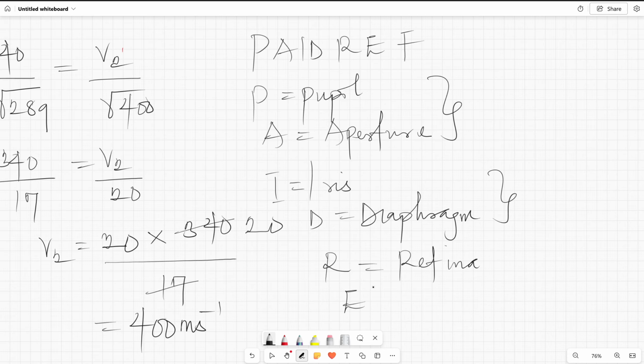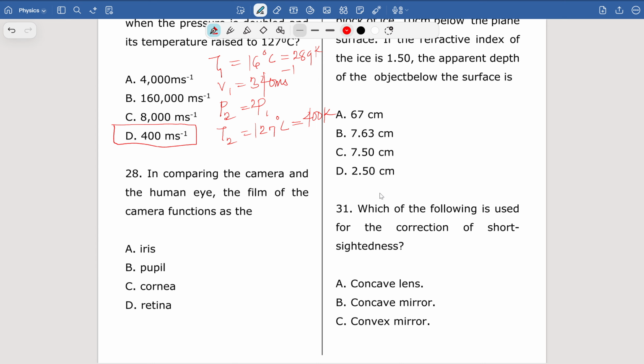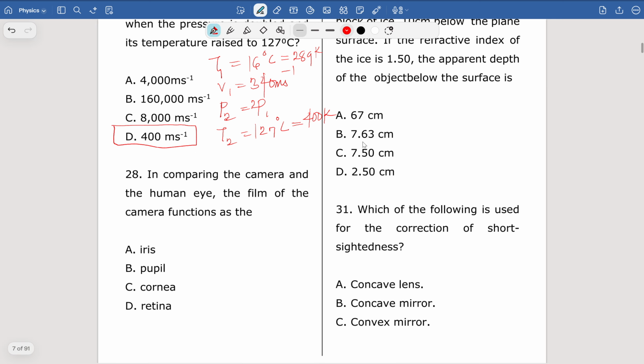and E. So RE, rather retina, and then F, that will be the film. So they are related together. So just try to remember that acronym to be easy for you. So the film, that will be retina. So remember page ref.